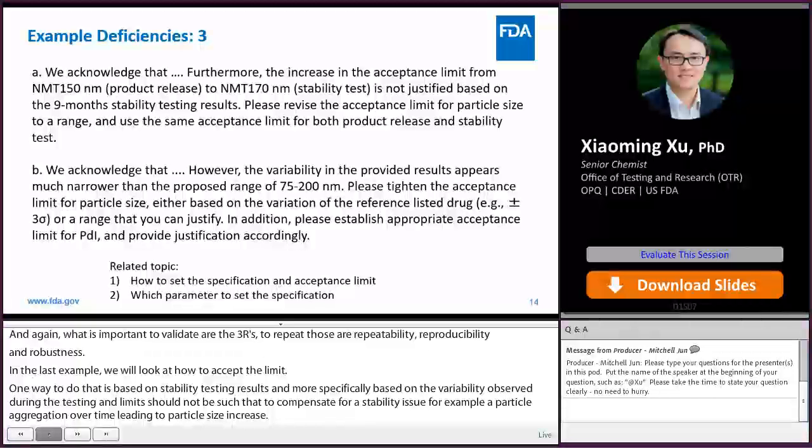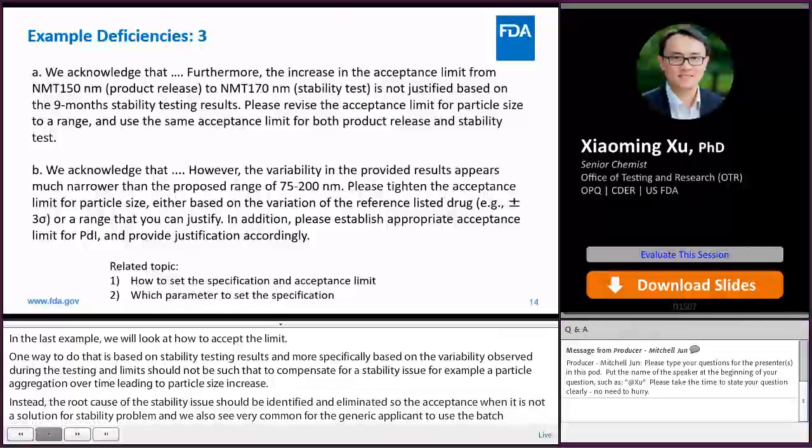And we also see it's very common for the generic applicant to use the batch-to-batch variability of the ILD product to establish the acceptance limit, which is totally fine. However, sometimes we see that the limit was set to be really unreasonably wide, so that it almost loses its value in terms of quality and performance. So please set the limit based on the ILD product, but make sure you provide adequate justifications.